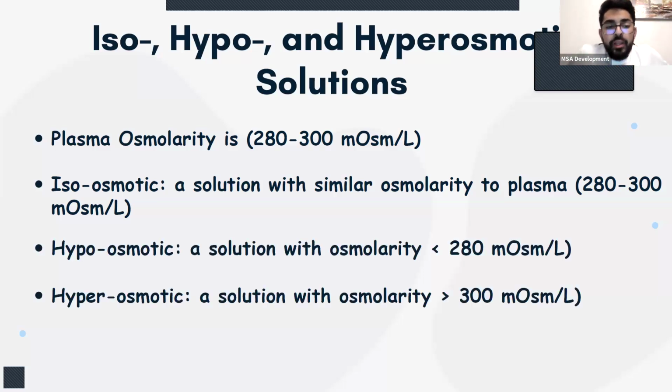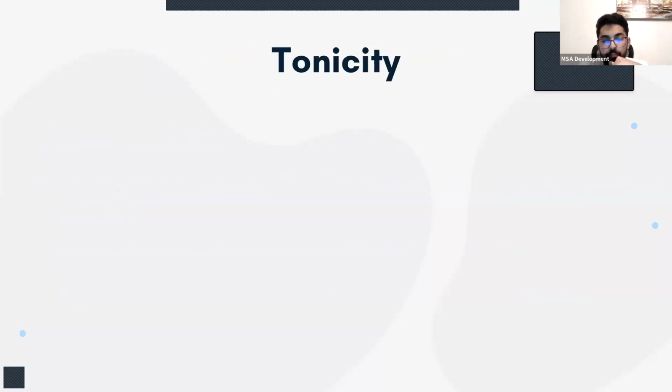What is hypo and hyperosmotic? Hypoosmotic is basically a solution that has osmolarity less than 280, and hyperosmotic is a solution that has more than 300. Okay, easy. Isoosmotic, same osmolarity. Hypoosmotic, less osmolarity. Hyperosmotic is a higher osmolarity.